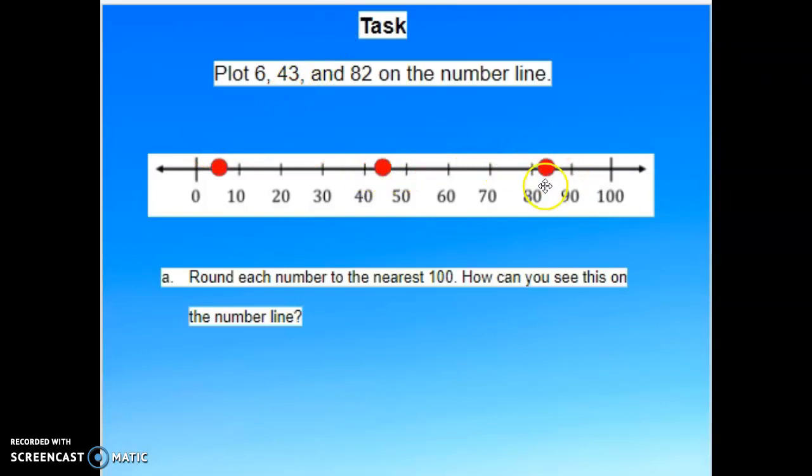Okay, now let's look over here at 83 or 82. 82, again, if I pull that number line up, the ball's going to roll down toward 100. It is past that halfway mark. So that means that it's going to roll down to 100. So that's telling me that I'm going to round to the nearest 100.